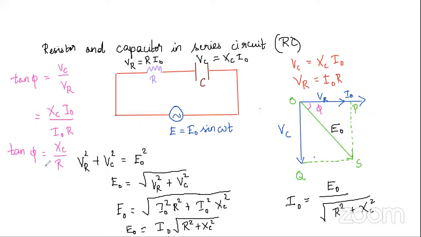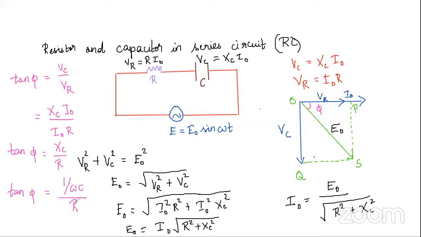So here XC, okay. So tan phi, XC is nothing but 1 by omega C. That we have discussed already. When you have a capacitor in an AC circuit, the capacitive reactance XC is given by 1 by omega C. So that thing we have already discussed. So tan phi equal to 1 by omega C whole divided by R.